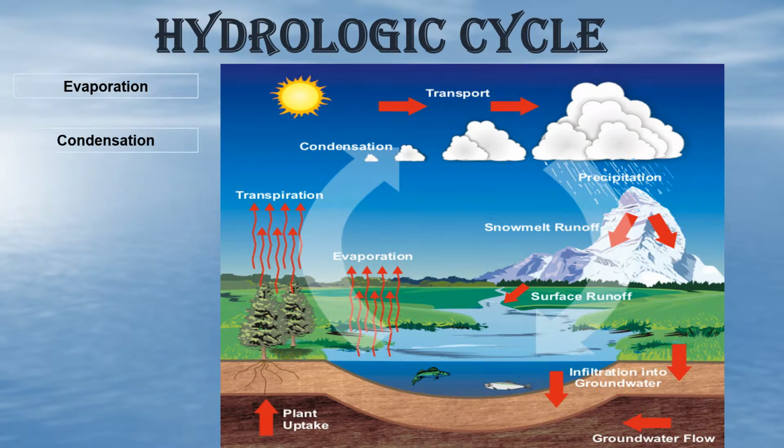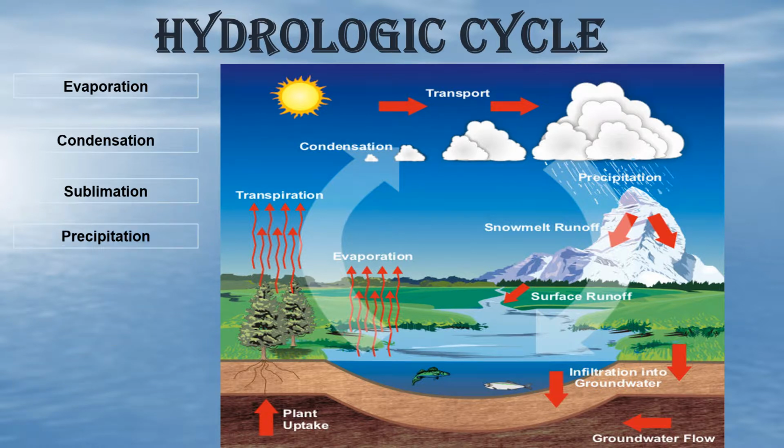Next is condensation. Water vapor rises in the atmosphere, changes into very tiny particles of ice or water droplets. These particles come close together to form clouds and fog in the sky. Next, you have sublimation, which is a process where ice directly converts into water vapors without converting into liquid water.